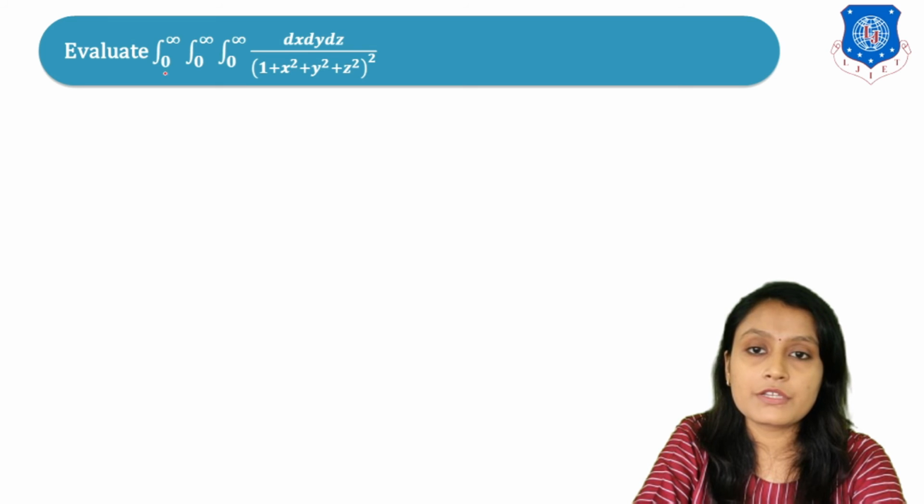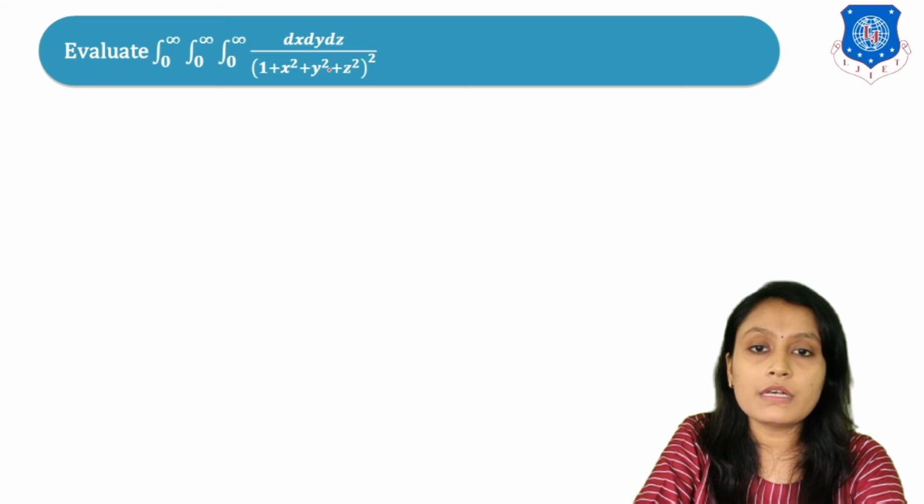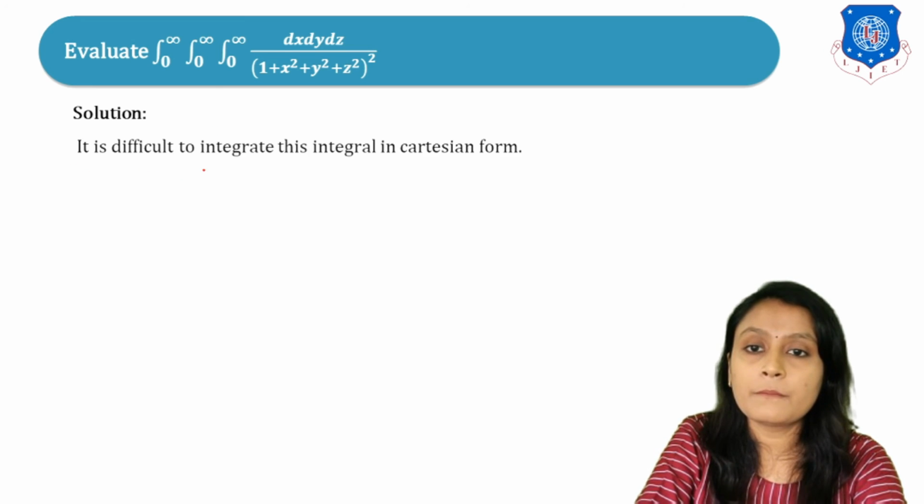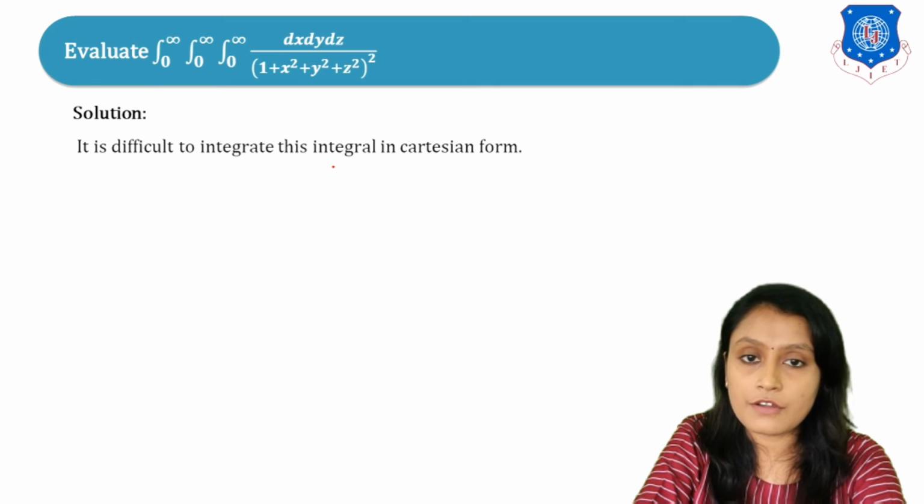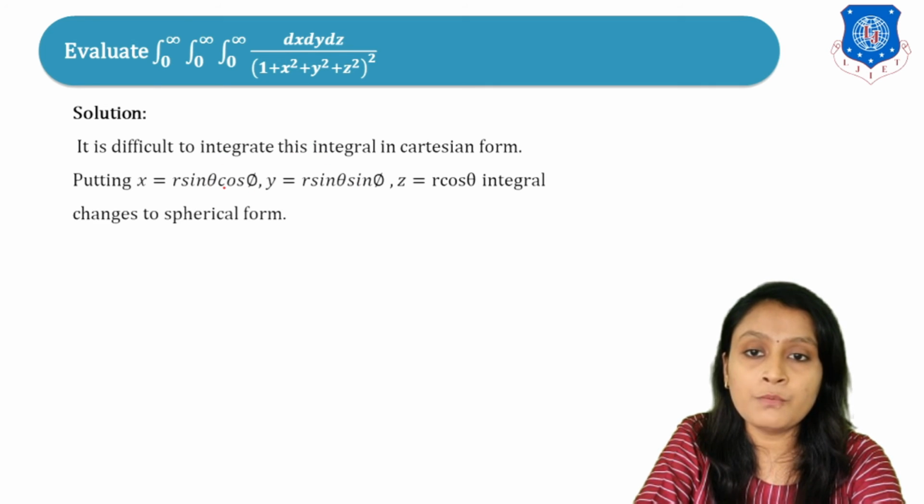Evaluate this triple integration from 0 to infinity, 0 to infinity, 0 to infinity of dx dy dz upon (1 plus x square plus y square plus z square) whole square. Okay, so let's begin with the solution. Now it is difficult to evaluate this integral in Cartesian form, right? So for that we will convert it into spherical form.